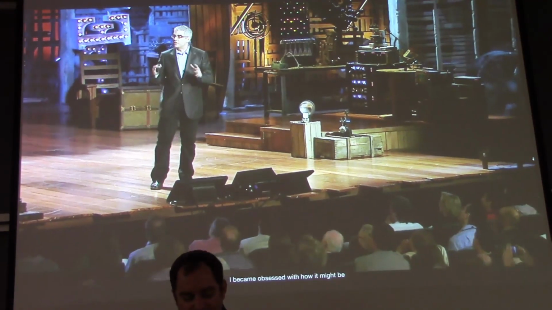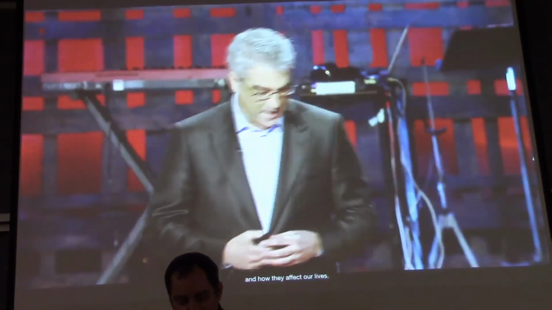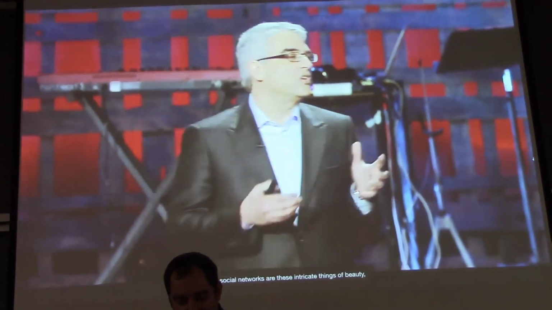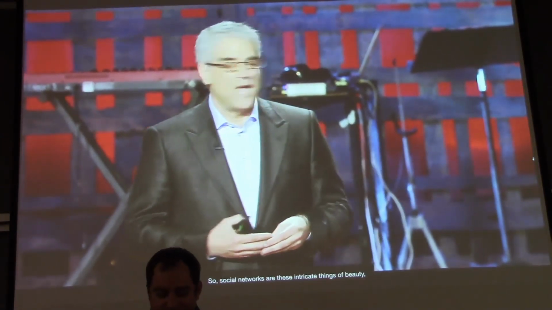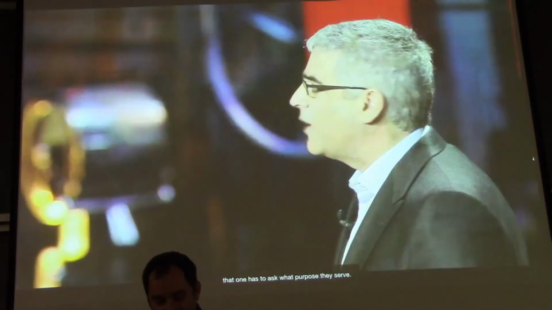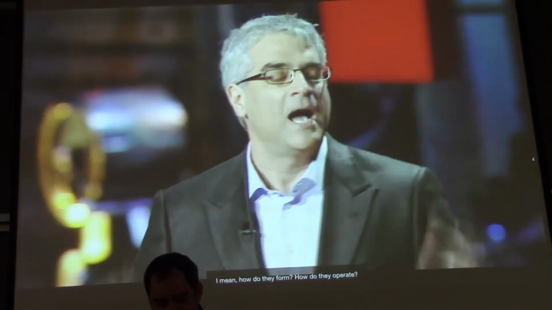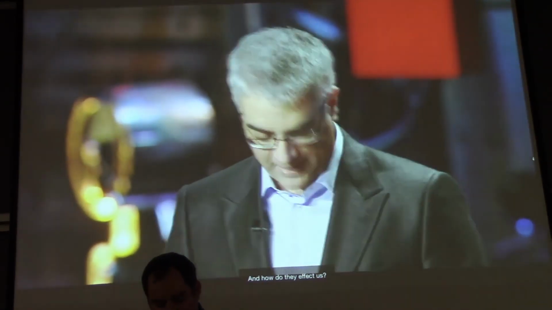I became obsessed with how it might be that we're embedded in these social networks and how they affect our lives. So social networks are these intricate things of beauty. And they are so elaborate and so complex and so ubiquitous, in fact, that one has to ask what purpose they serve. Why are we embedded in social networks? I mean, how do they form? How do they operate? And how do they affect us?